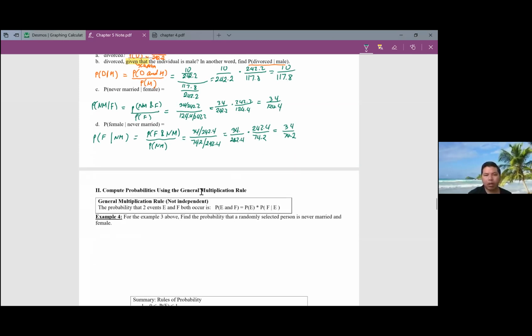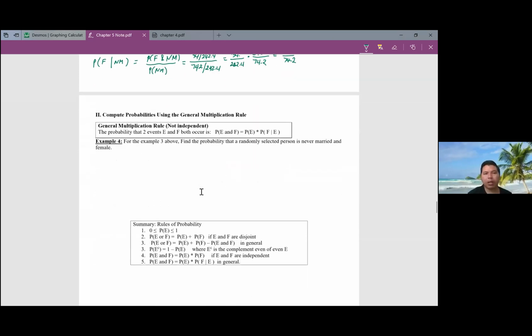Okay, so here is the formula for the general multiplication rule when the two events are not independent. The probability that two events E and F are not independent and both occur will be P of E and F equal to P of E times P of F given E.